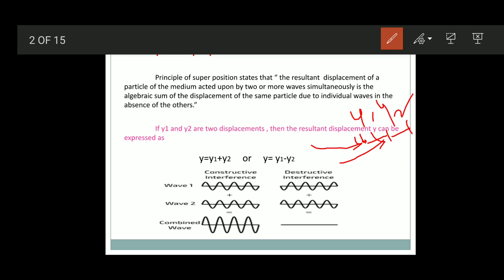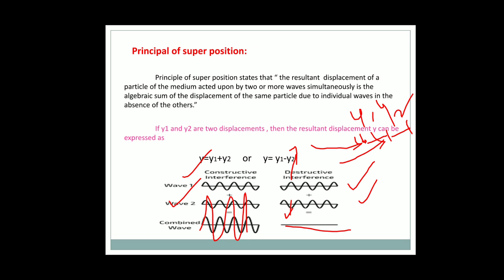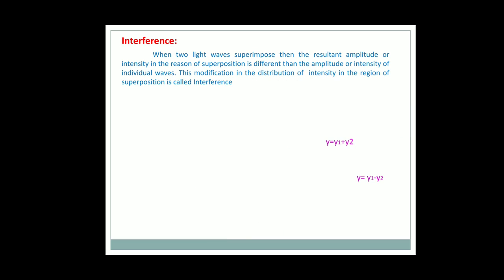So this is one wave, wave 1, and this is another wave. Superimposed on each other, the amplitude increases like this. In this case, the displacement y is equal to y1 plus y2. In this other case, the crest of one wave and the trough of the other are at the same place, so that the resultant displacement y is equal to 0. So this represents the principle of superposition of waves.